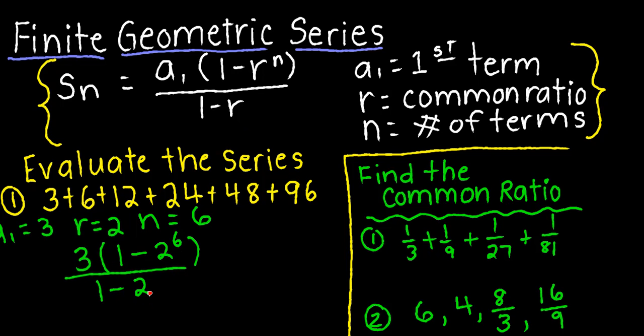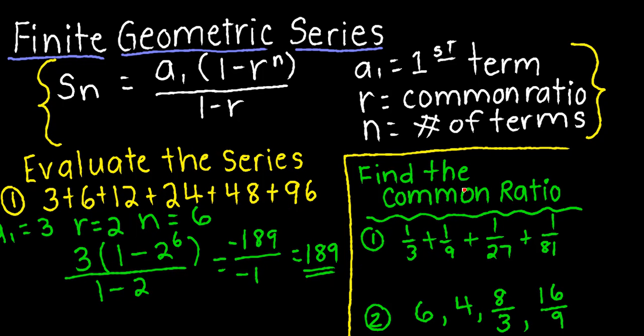Now if you have a graphing calculator handy and you type this all in, you're going to get 3 times 1 minus 2 to the power of 6, over 1 minus 2. You should get negative 189 over negative 1, which will equal 189. Not too bad. What that represents is the total of all of these numbers. Of course, you could have typed them into the calculator. This formula really is helpful when you have a large series.